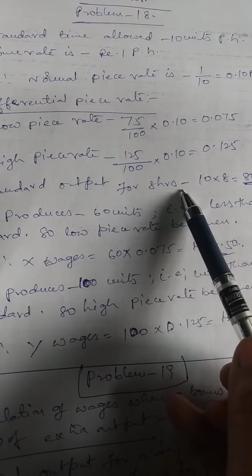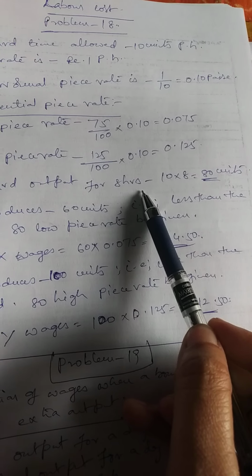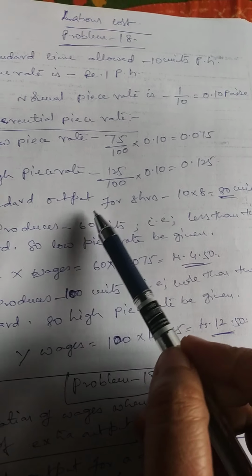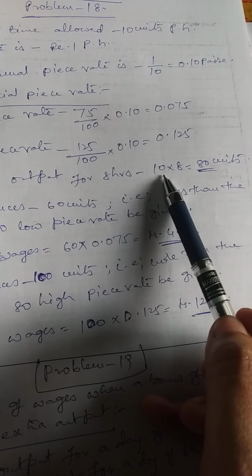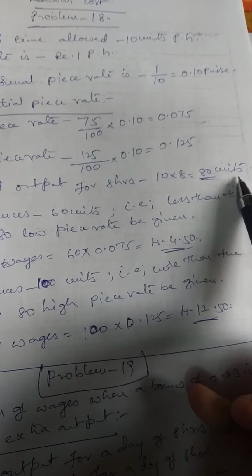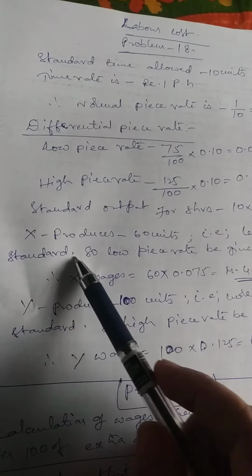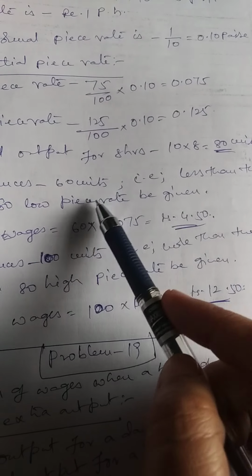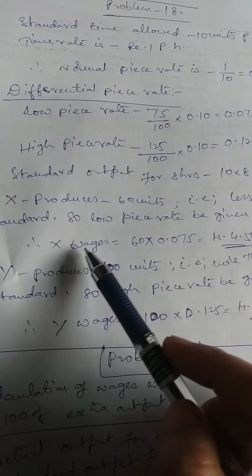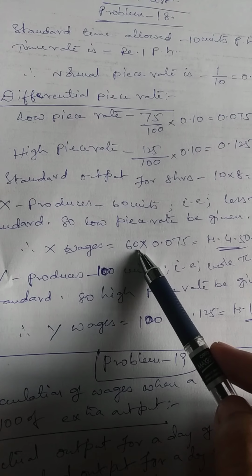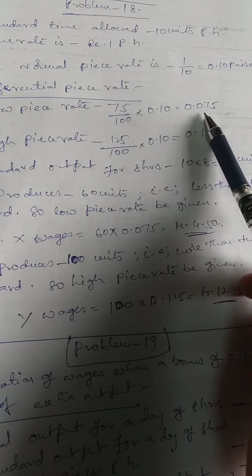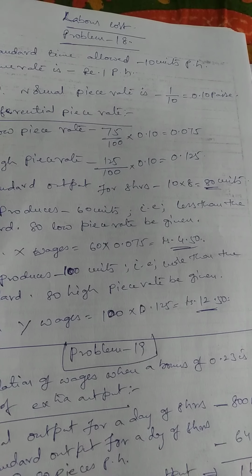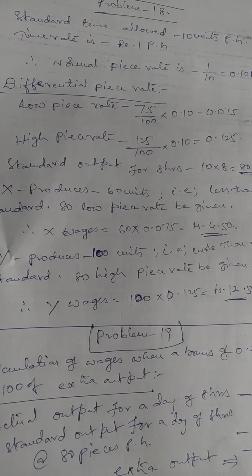Now the standard output for 8 hours: he has given in the problem that standard is 10 units per hour, so the standard output will be 10 units into 8 hours, that is equal to 80 units that should be produced. In this problem X has produced 60 units, which means he is a low performer, so he must be given the low piece rate. Therefore, X's wages is equal to 60 units into 0.075, that comes to 4.50.